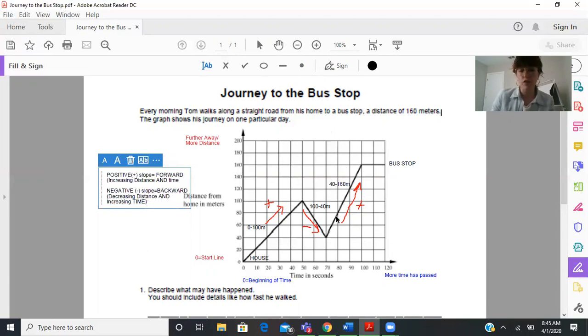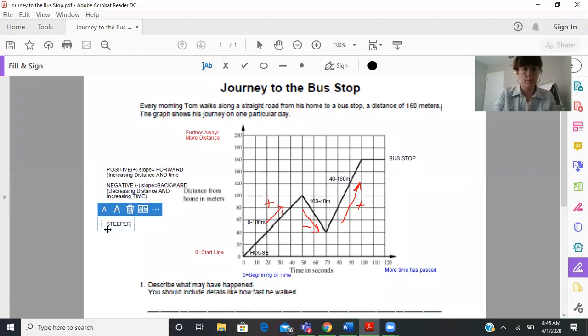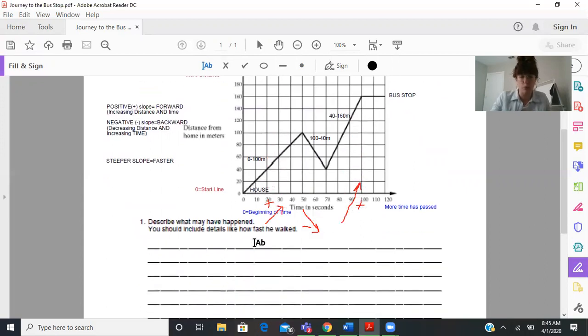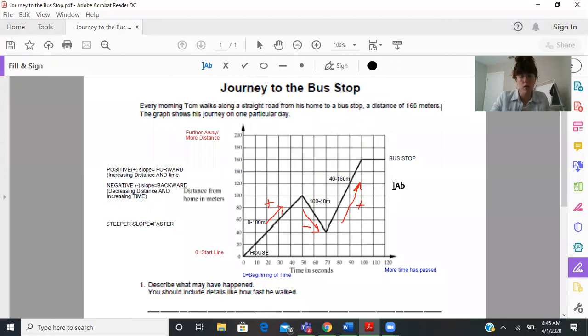Now I know he went faster here because the slope is steeper. So he's covering more distance in shorter time. I can actually calculate all of these points, and that's what we're going to do for down here. So if we use distance equals rate times time, I can calculate his speed for each one of these sections.